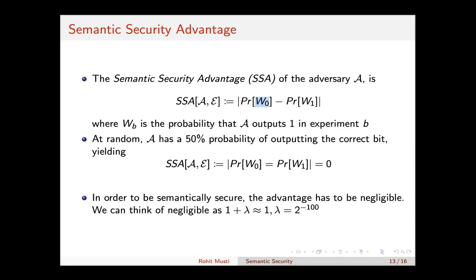correctly. So I understand on the slide I made a notation mistake, right? I said WB is a probability that A outputs 1 in experiment B. What that should really say, and I'll make a correction here when I go through the slides later, is that WB is actually the probability that the adversary correctly guesses the correct output in this scenario. Okay, that makes a lot more sense.